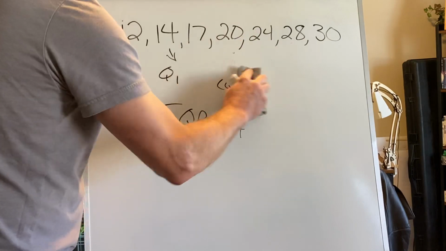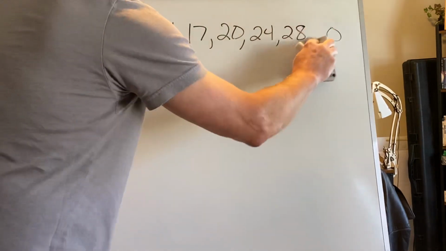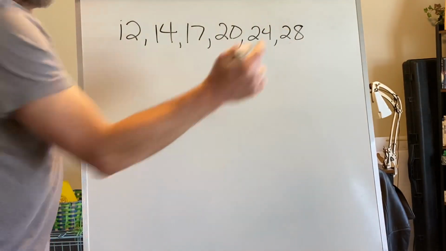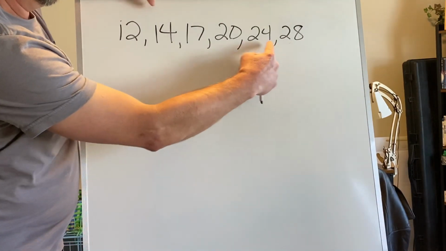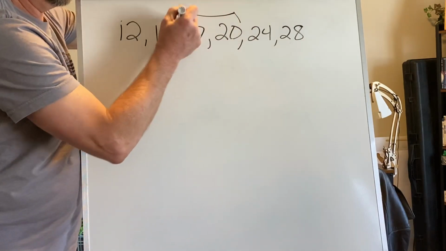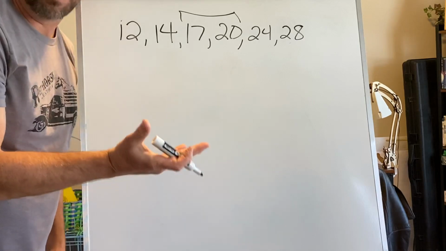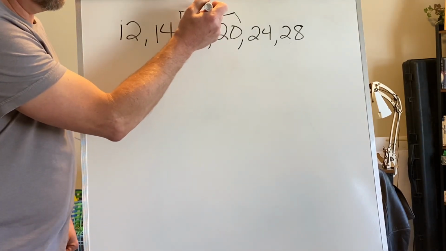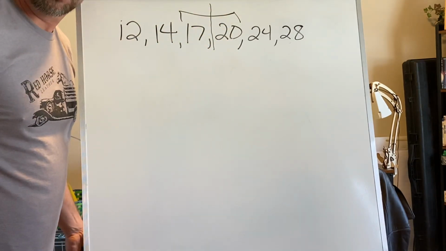So now I'm going to change this up a little bit and say our set only had 6 numbers. 6 numbers. So when we count in now, 1, 2, 3, 20 and 17 are in the middle. We don't have a single middle number. So in that case, we would find the middle of the middle 2 numbers, or the mean or average.